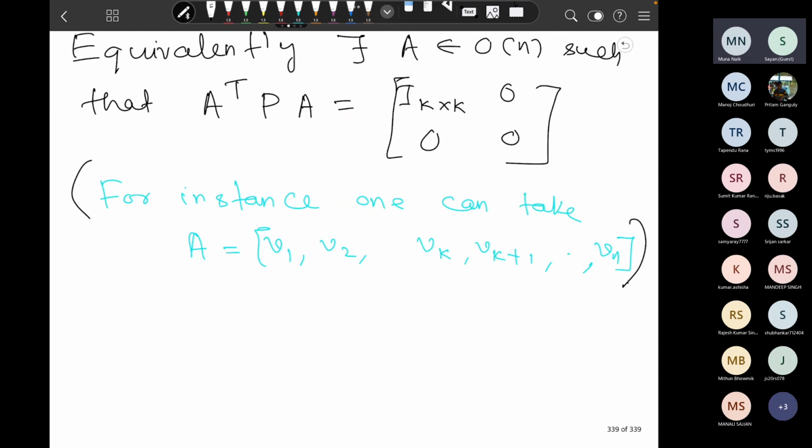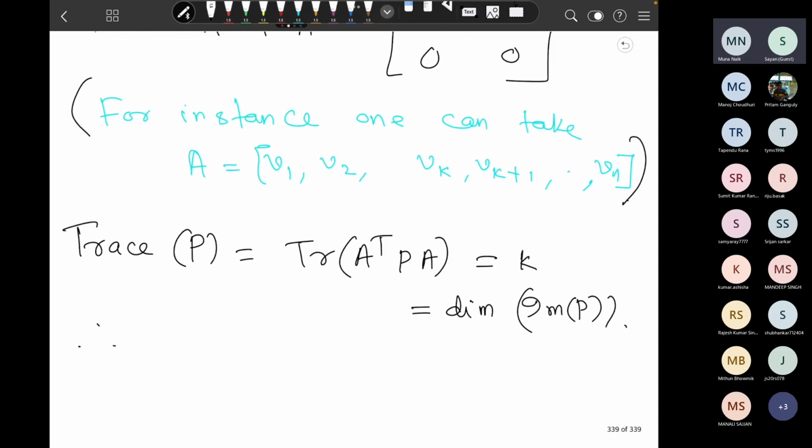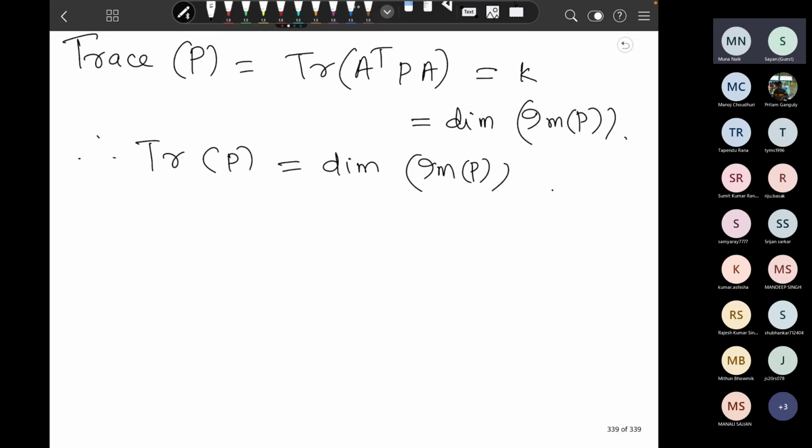Now from here, trace of P is really trace of A transpose PA, and this is really K, and this K is the dimension of image of P. So you get that for an orthogonal projection, trace of P is equal to dimension of image of P. This is a very useful thing. Now the second important fact, we will use this thing.